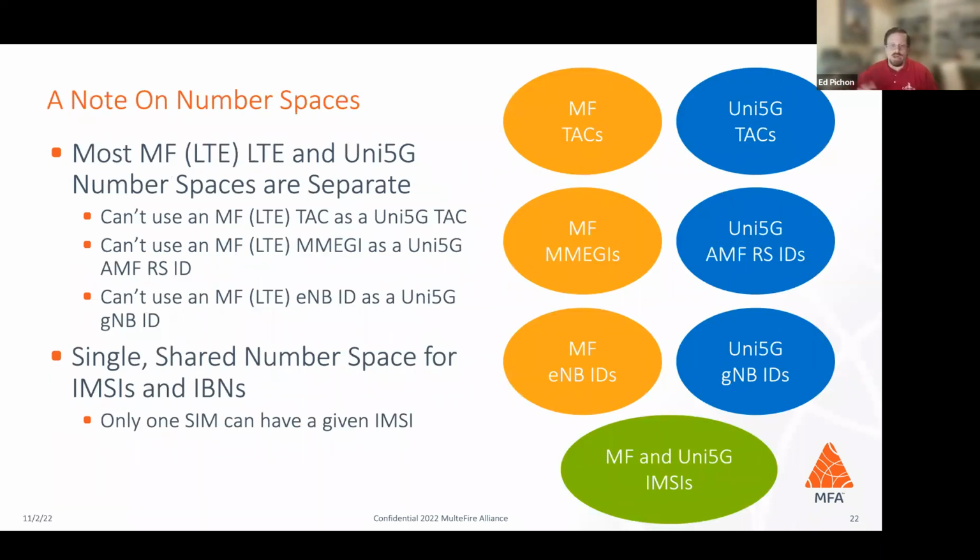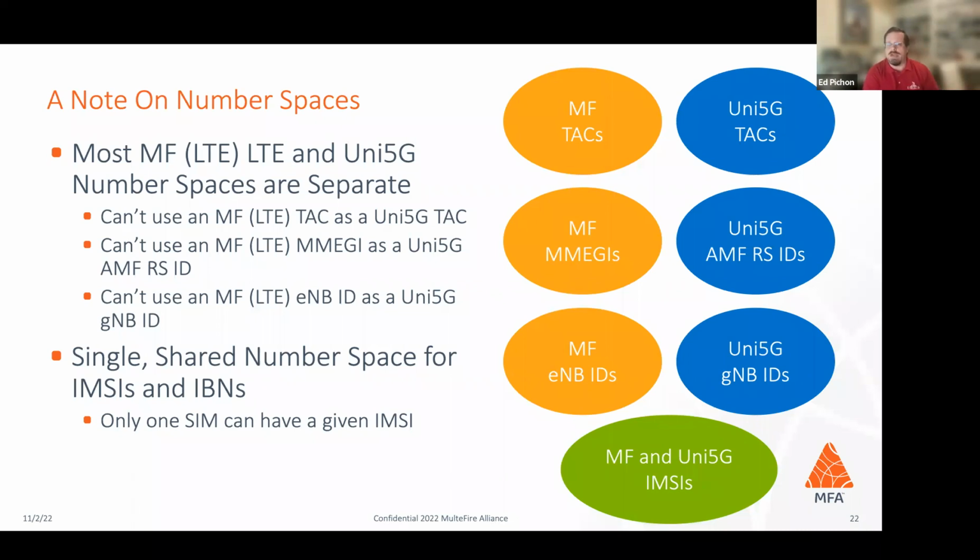So I do want to make one additional technical note. The number spaces between LTE and 5G are separate number spaces. While the bit lengths are often the same, and the fields function the same, we treat them as separate number spaces. You can't use the MMEGI that we assign in LTE as your AMF region and set ID. You have to get those separately. The only case where that's not the case is with the MCs. Those are the same number space. They're unified for LTE and 5G. So that's the technical explanation.